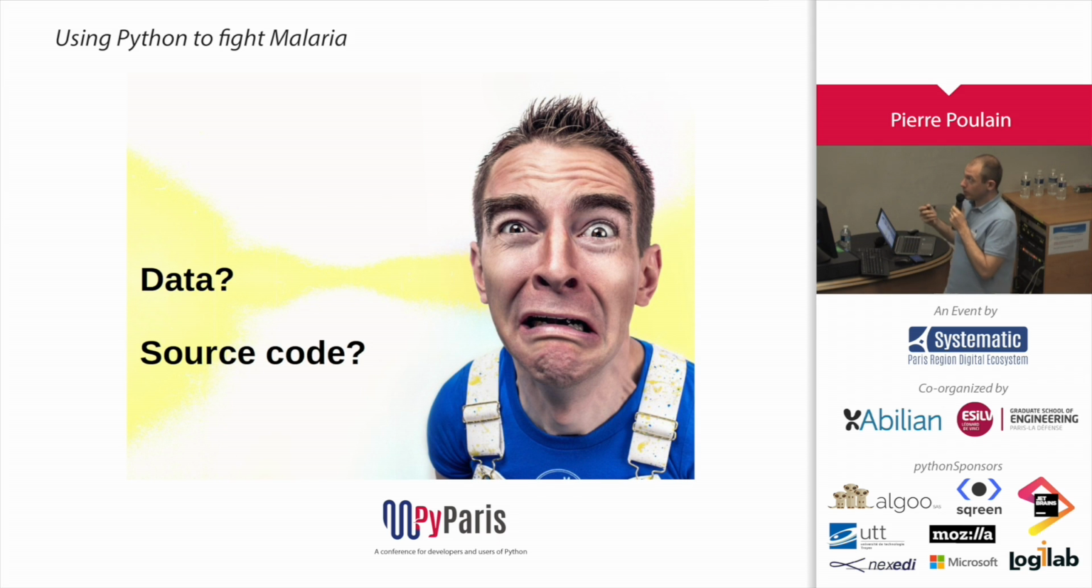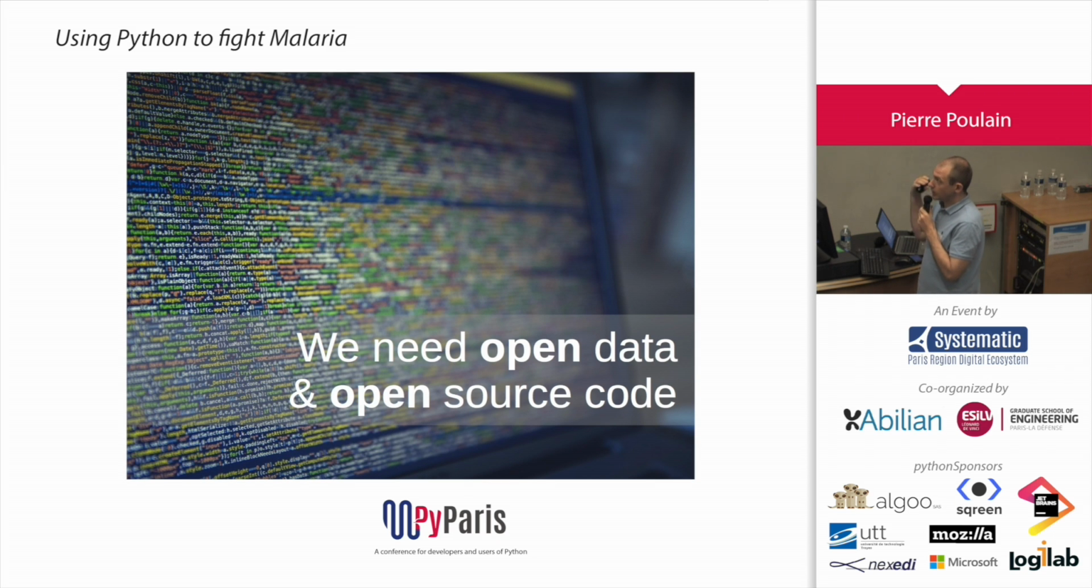However, we were not able to find any datasets. We were not able to get any source code. So we had to rebuild again and again. We cannot do such a thing. We need open data and open source code to be able to do proper research. You cannot spend time and money doing the same thing all over again.